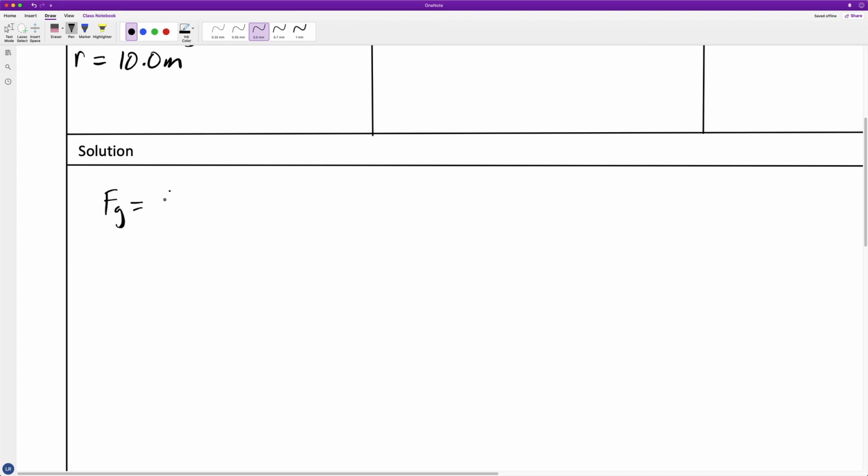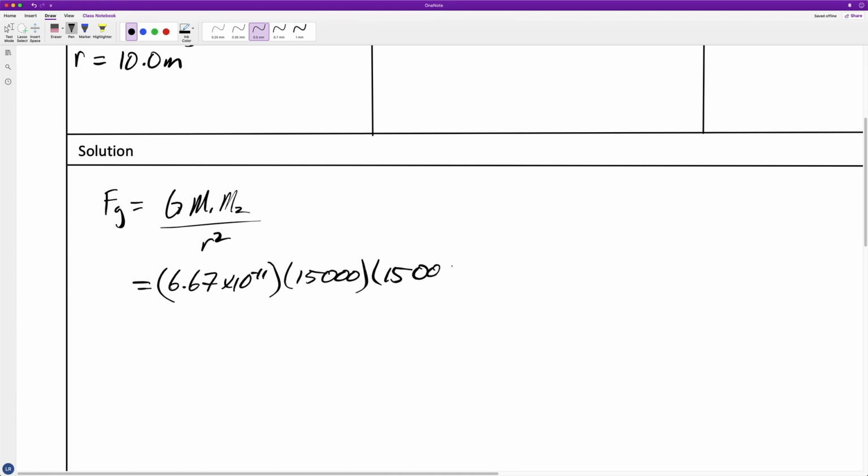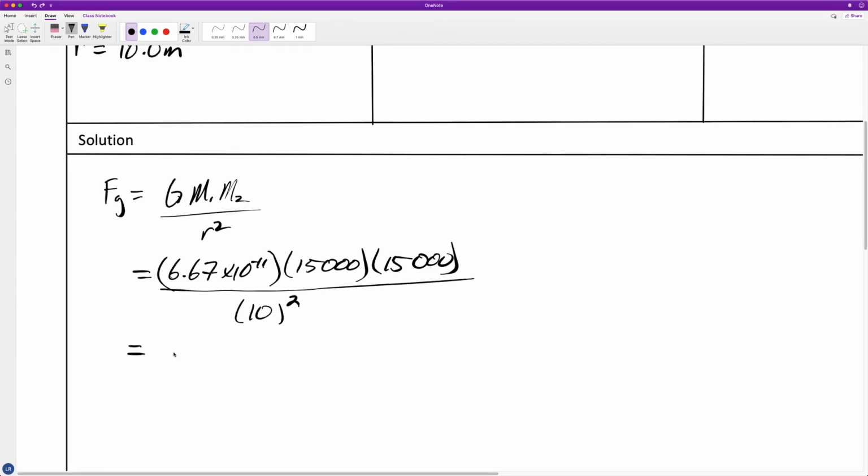So again, starting with the equation and substituting our values in. If you recall from the video earlier, I did have a silly way of remembering what the value for G is. That's what I call the pizza constant, because it's 6.67 times 10 to the negative 11. 15,000 kilograms for each and a separation distance of 10 meters. So we get a force of gravity of 1.50 times 10 to the negative 4 newtons.